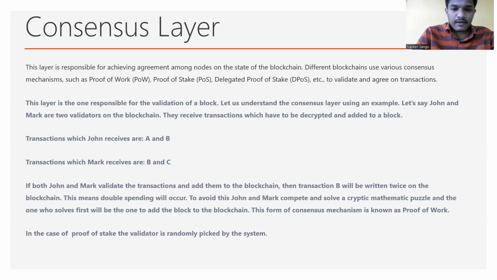To avoid this, John and Mark compete and solve a cryptic mathematical puzzle, and the one who solves it first will be the one to add to the blockchain. This form of consensus mechanism is known as proof of work.